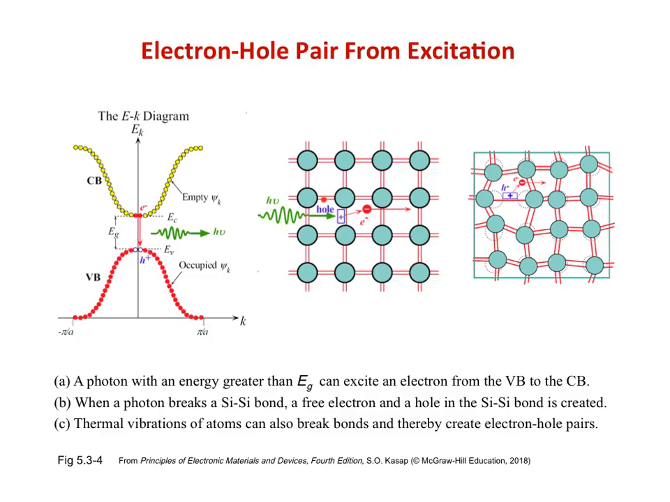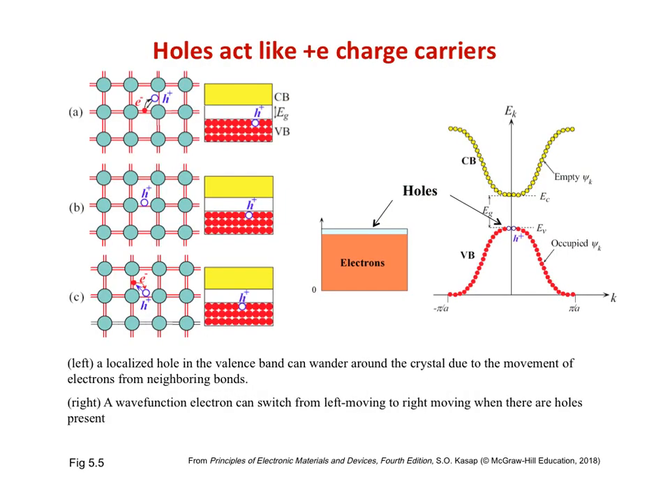In both of these cases, the broken bond leaves a hole in the bonding network that will have a net positive charge. This gives us both a hole and an electron for each excitation. An electron from a neighboring bond can move to a localized hole, which has the effect of the hole moving in the opposite direction that the electron moved.